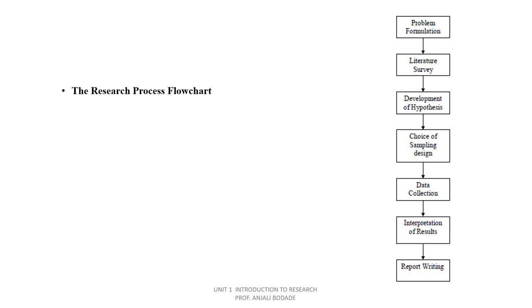Now let us have a glance at the flowchart, which summarizes the various steps involved in research. First you have problem formulation. Once you formulate a problem, second is literature survey. Third, development of hypothesis. Fourth, choice of sampling design. Then data collection, interpretation of results, and last, ultimately, the report writing.